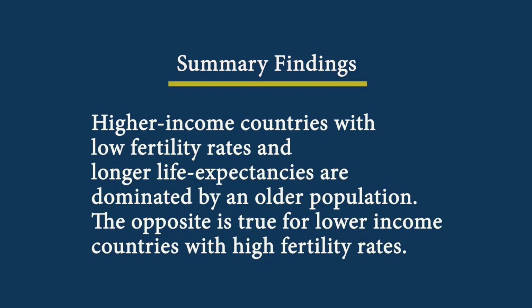plus age group in comparison to group 1. Group 3 is representing the number of people in the 65 plus age group. People in this age group in Japan are much more in number compared to the number of children. The opposite is true in Nigeria, and India and China lie somewhere in between. A key finding is that higher income countries with low fertility rates and longer life expectancies are dominated by an older population. The opposite is true for lower income countries with high fertility rates.